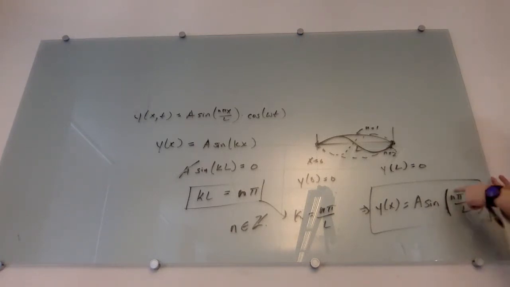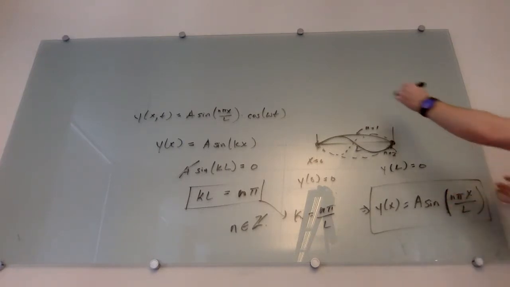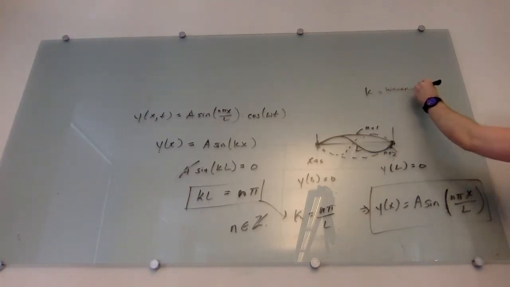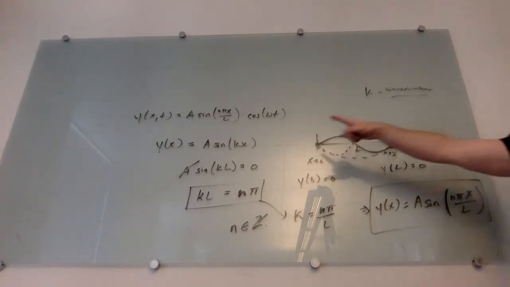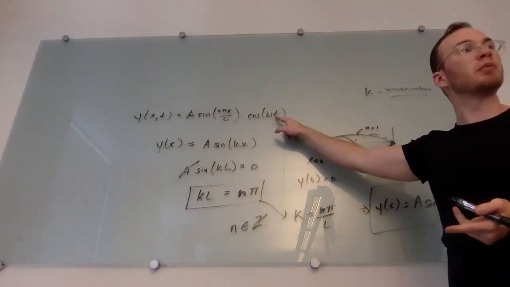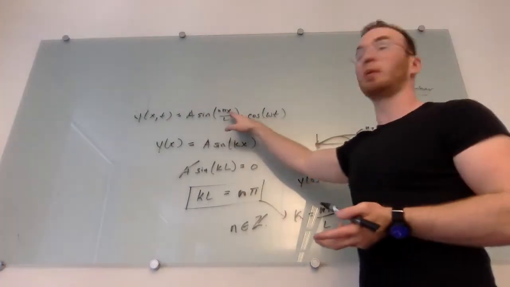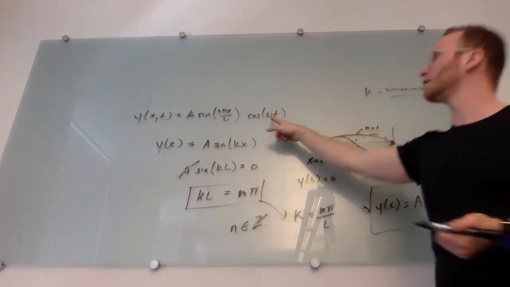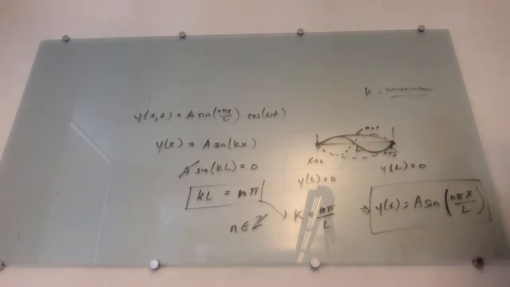So these are the frequencies, right? They're called the wave numbers. K is the wave number. This is just the name. It's just like omega is the frequency because it multiplies time. K multiplies x, and so it's like this frequency in space. Omega is the frequency in time. K is the frequency in space.